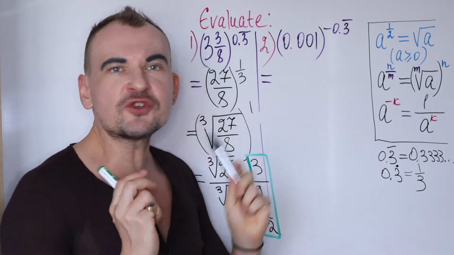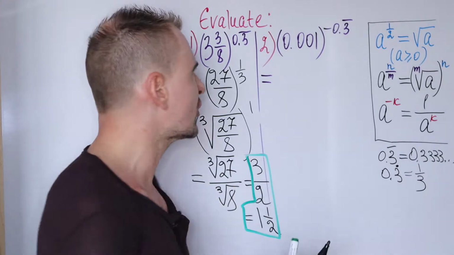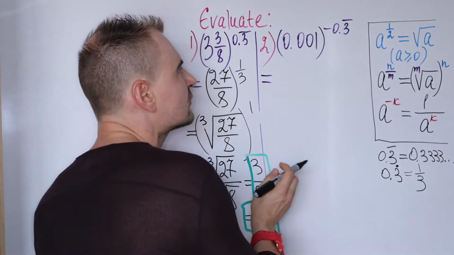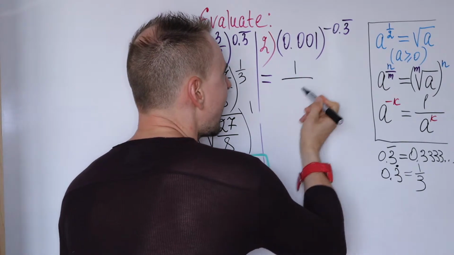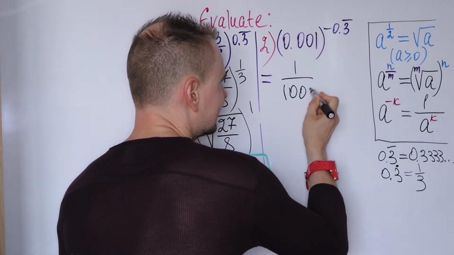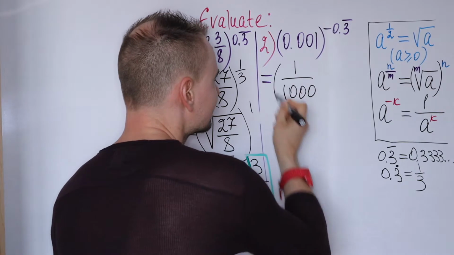Alright, so let's first of all convert the base into a fraction. So 0.001 is 1/1000. Let's start off with this.